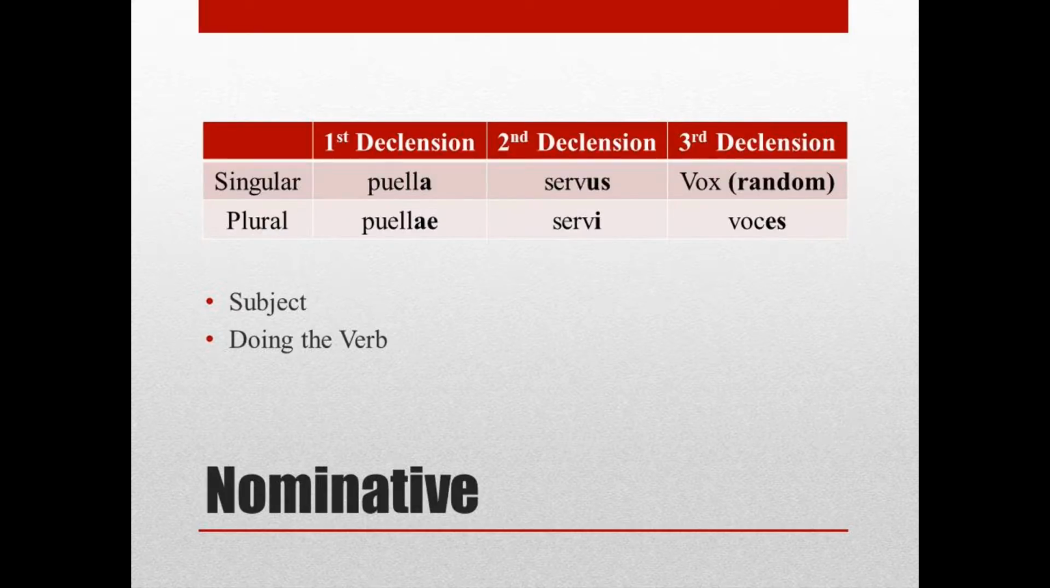So now let's move on to having a look at the cases, which are the different forms of nouns which determine its role within the sentence. So firstly, the nominative. This is used to describe the subject of the verb, i.e. the person or thing doing the verb. And in the first declension, the singular form ends in an A and the plural AE. Second declension ends in US in the singular and I in the plural. And in the third declension singular, the ending's random, but the plural ends in ES.